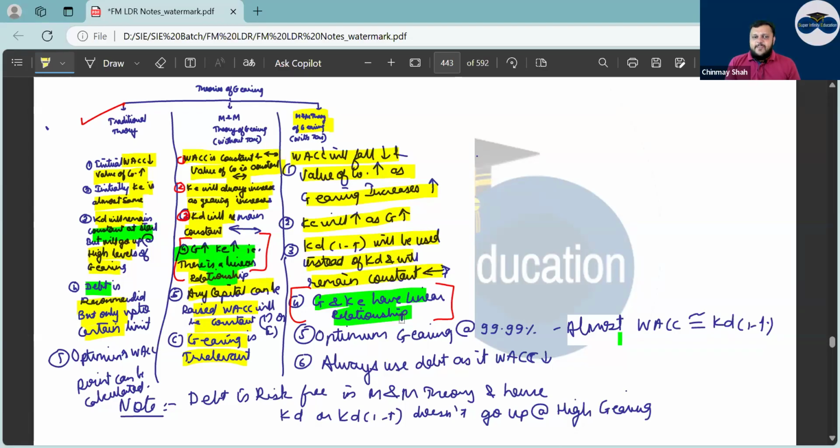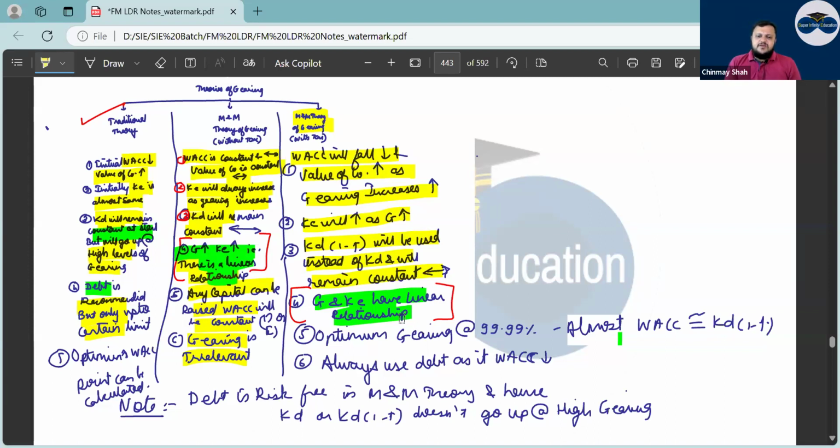Okay. Growth, gearing and KE have a linear relationship. Optimal gearing is at what? It says take only debt, always use debt in WACC, right? But tell me, will your bank be willing to lend at 99.99% gearing? It will increase your rate. So Modigliani and Miller are not very relevant theories, but they are asked in exams a lot of times.